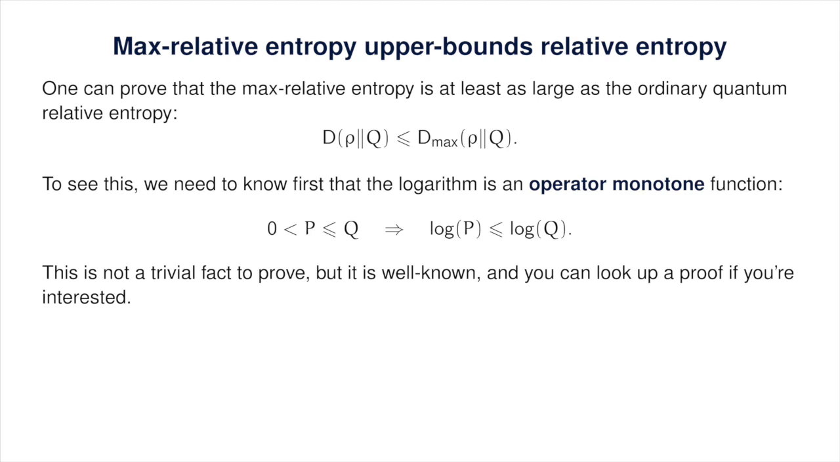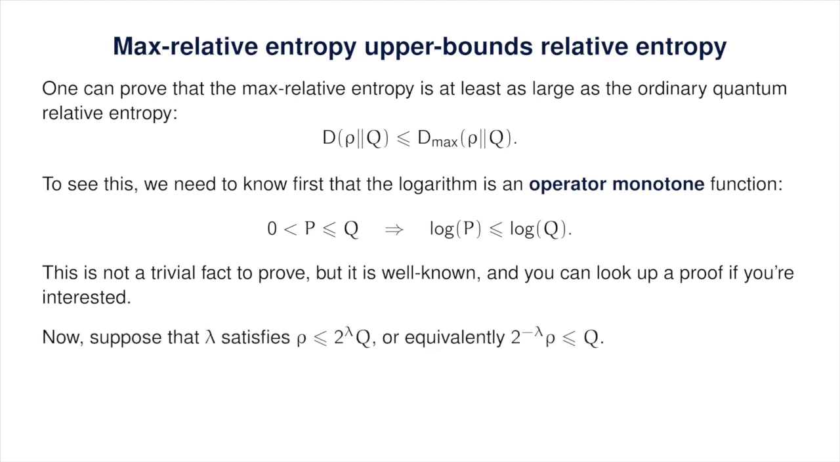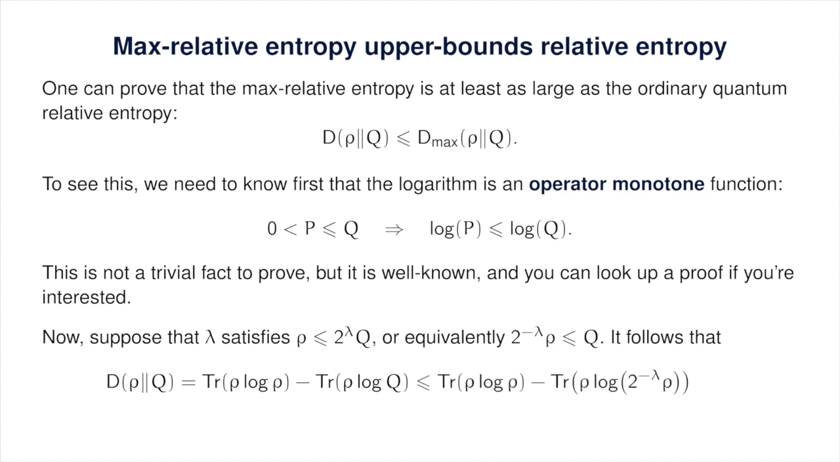Once we know that the operator logarithm has this property, the fact that the relative entropy is upper bounded by the max relative entropy is pretty straightforward. Specifically, if we have a lambda such that rho is less than or equal to 2 to the lambda times q, then we simply write down the definition of the ordinary relative entropy, use the operator monotonicity of the logarithm to conclude the inequality that you see here, and the resulting expression evaluates to lambda. And because this is true for every lambda for which rho is less than or equal to 2 to the lambda times q, we obtain the required bound by minimizing over all such lambda.